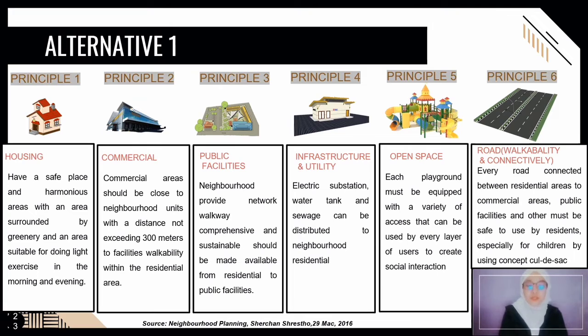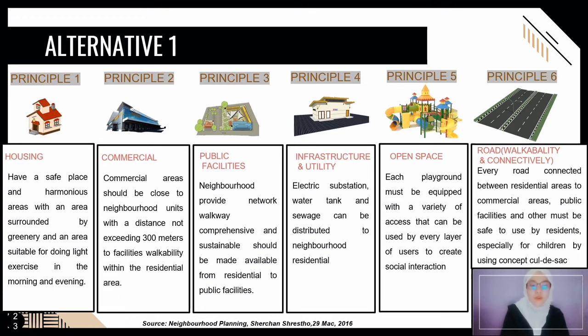Principle 4, infrastructure and utility: electric substation, water tank, and sewage can be distributed to neighborhood residents. Principle 5 is open space: each playground must be equipped with a variety of assets that can be used by every layer of user to create social interaction. Principle 6 is road walkability and connectivity: every road connects the resident area to the commercial area and public facility. So this is alternative 1.